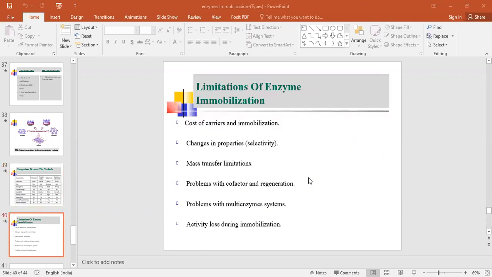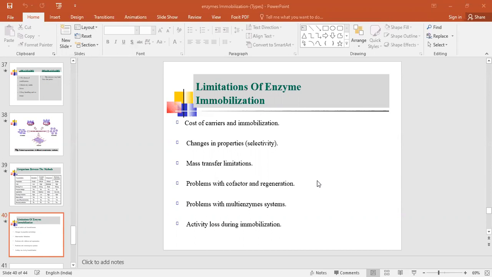Then what are the limitations of this enzyme immobilization? Or you can call them disadvantages. So what are the limitations and the disadvantages of this enzyme immobilization? So the cost of the carriers and the immobilization. Cost for the carrier should be low, but some carriers are of high cost. So that cost is a problem.